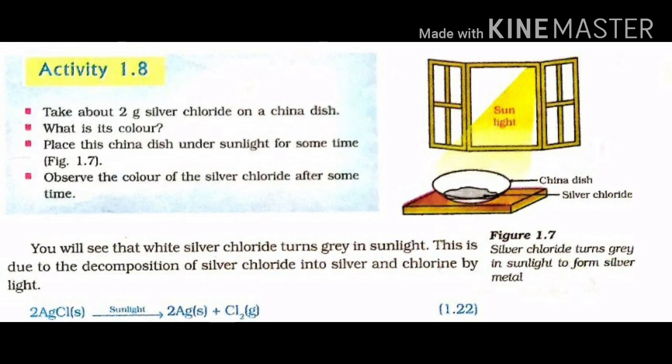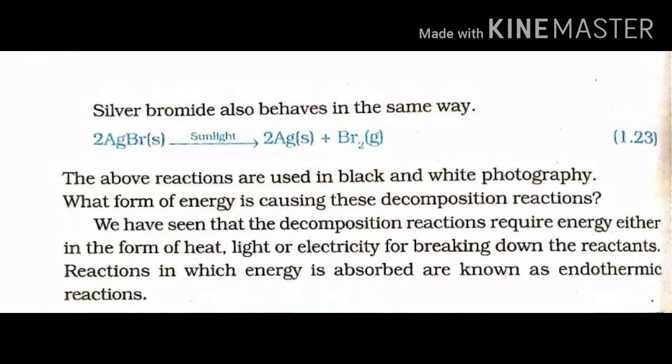You will see that white silver chloride turns to gray when placed under sunlight. This is due to the decomposition of silver chloride into silver and chlorine. The equation for this reaction is 2AgCl, when placed under sunlight, gives 2Ag plus Cl2. Another example of photolysis is the decomposition of silver bromide. 2AgBr, when placed under sunlight, gives 2Ag plus Br2. The above reactions are used in black and white photography.